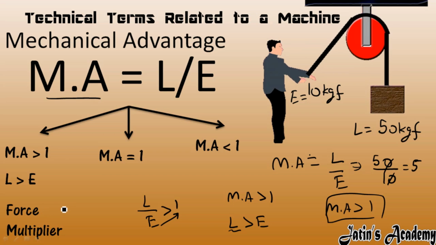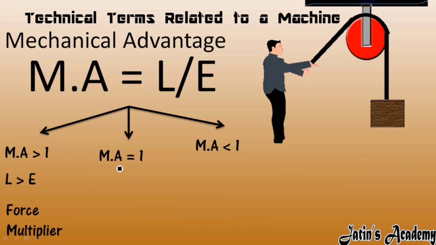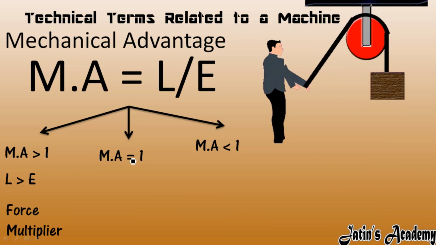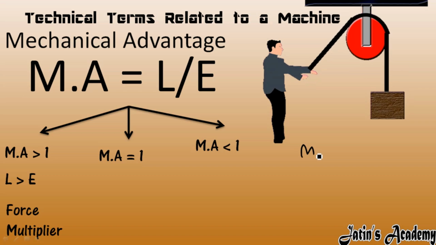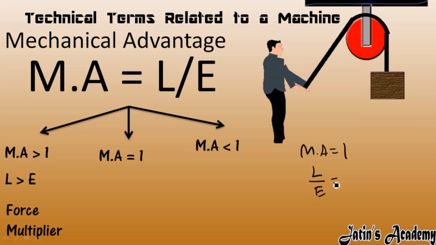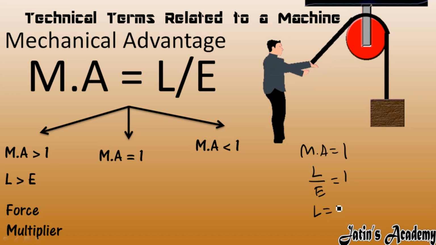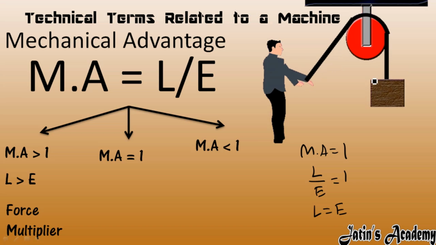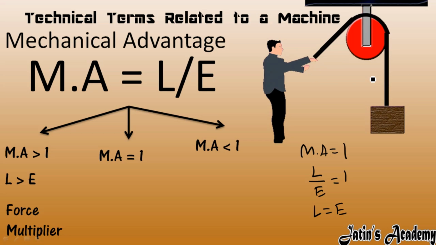Clear? Now see the next part, when mechanical advantage is equal to 1. When mechanical advantage is equal to 1, load upon effort is also equal to 1. It means that load is equal to effort. So the example which you are watching here is a case of mechanical advantage equal to 1. Why?